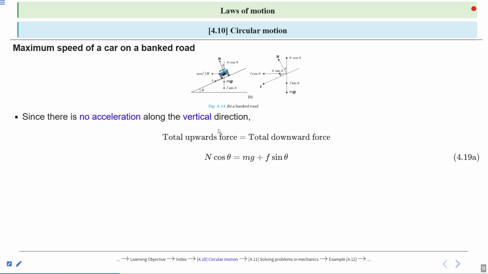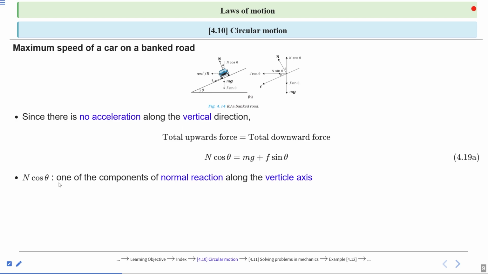So the total upward force, look at figure 4.14, a banked road. Upward force is N cos theta, look at it, N cos theta, and total downward force is F sin theta and mg. So we can say the total upward force is N cos theta, which is equal to total downward force, which is mg plus F sin theta, as shown in figure 4.14.